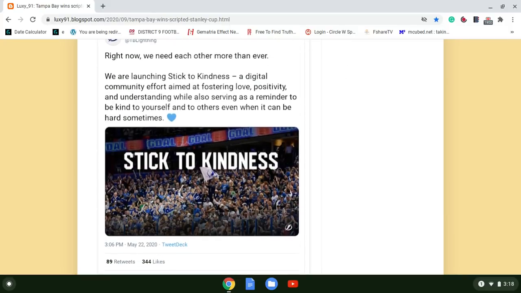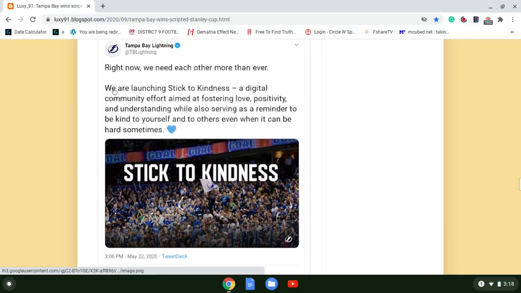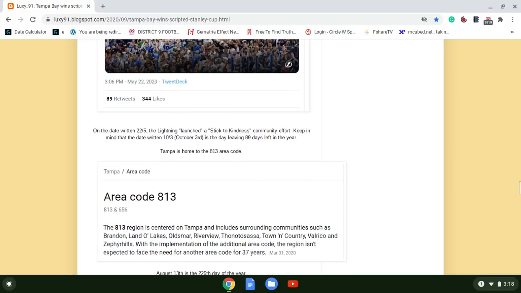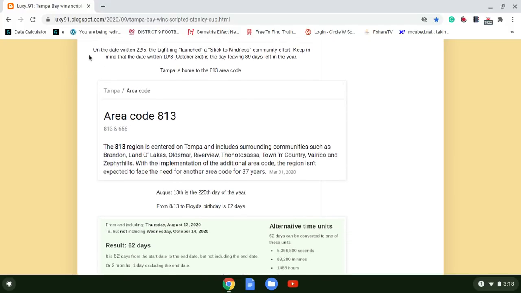So on the date 22/5, May 22nd, the Tampa Bay Lightning launched a Stick to Kindness campaign, a digital community effort aimed at fostering love, positivity, and understanding, while also serving as a reminder to be kind to yourself and to others, even when it can be hard sometimes. That sentence isn't even really grammatically correct. But anyway, notice on the date written 22/5, they launched the Stick to Kindness campaign. What's interesting about that is that Tampa, I should say, they're home of the 813 area code.